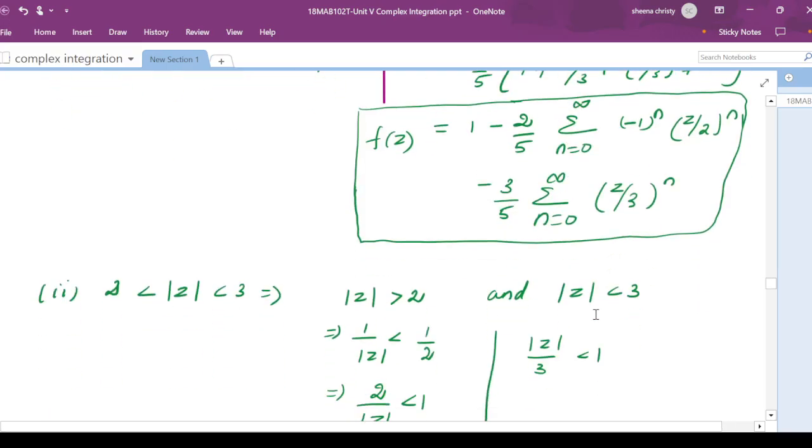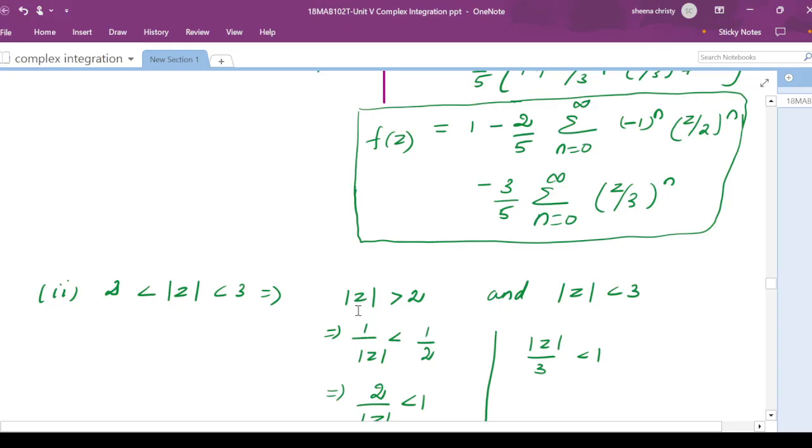So come to the second region, you are having 2 is less than mod z less than 3, which is the annular region having the center as 0, 0 and radius as first circle is 2 and second circle is 3. Now, in this region, we can write it as mod z greater than 2 and mod z less than 3. Both parts you have to bring as modulus of z by any constant is less than 1 form or constant by z is less than 1 form.